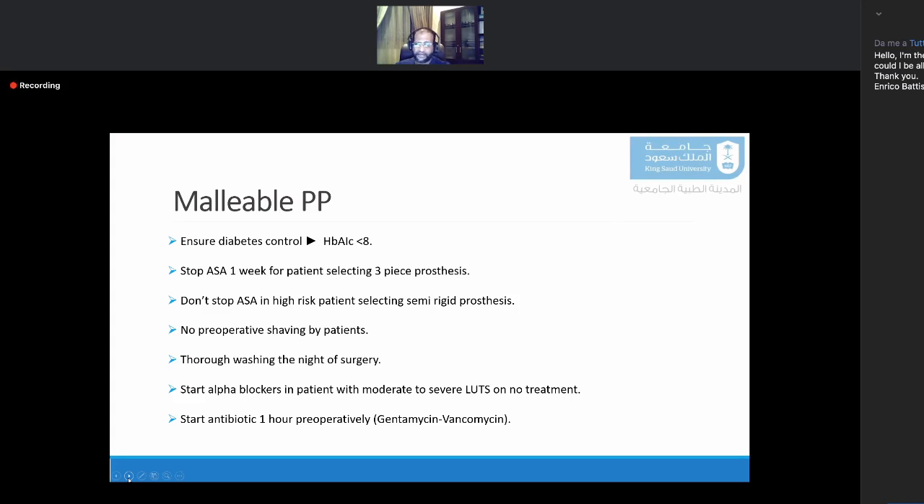We ask the patient to avoid any shaving before the surgery, and to wash the night before the surgery. For those older patients with some lower urinary tract symptoms, especially when there is something suggestive of a large prostate, we start them on alpha blockers 1 week before the surgery, especially when we are considering malleable penile prosthesis. The preoperative antibiotic is usually given 1 hour before the surgery, and we maintain an intraoperative antibiotic irrigation throughout the procedure. Next slide, please.